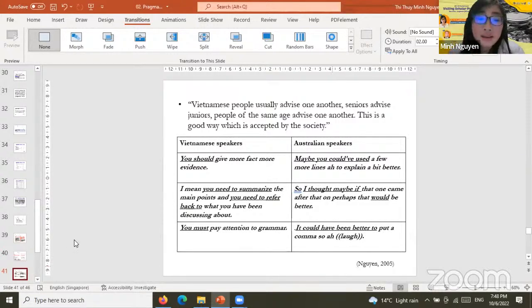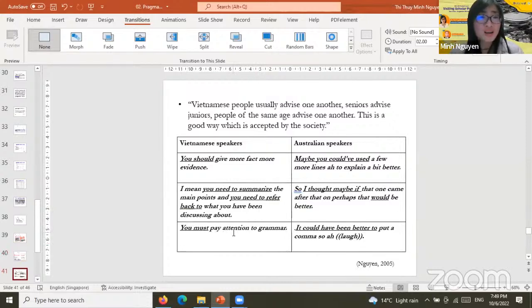And when I looked at the data by Vietnamese speaker and Australian speaker, I found that they give advice in very different ways. Vietnamese speakers would say, you should give more facts, more evidence. I mean, you need to summarize the main point. You need to refer back to what you have been discussing. You must pay attention to grammar.